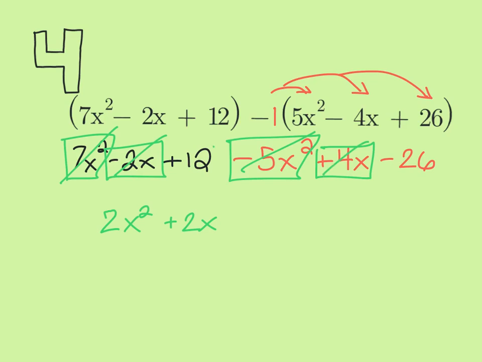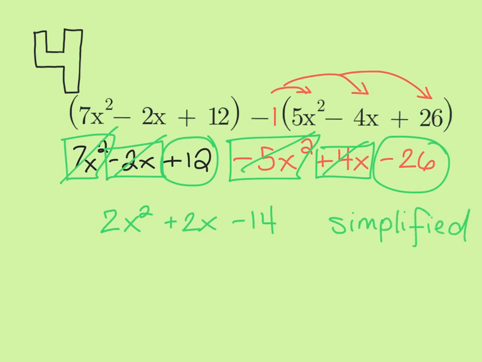And lastly, I have a positive 12 and a negative 26. So 12 minus 26 is negative 14. So again, this polynomial is simplified because I have no like terms or parentheses. The big thing to recognize is that first, I got rid of the parentheses by distributing the negative.